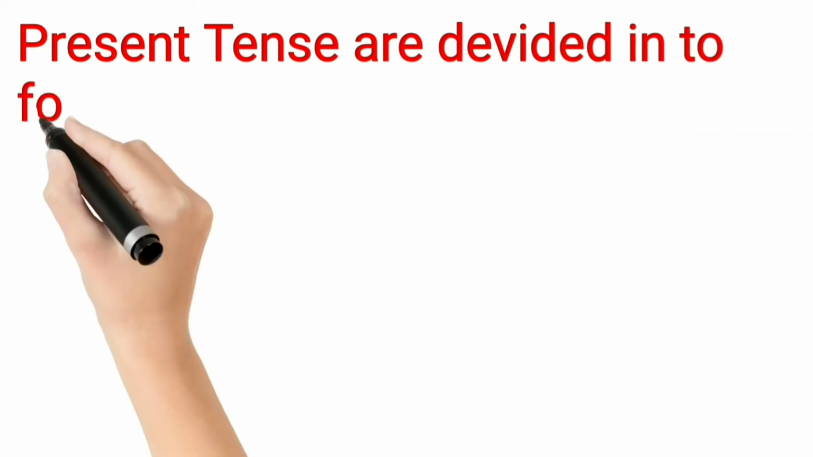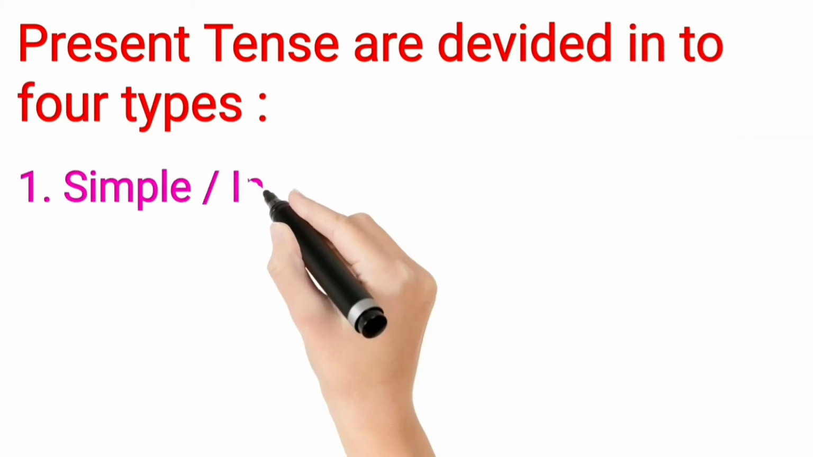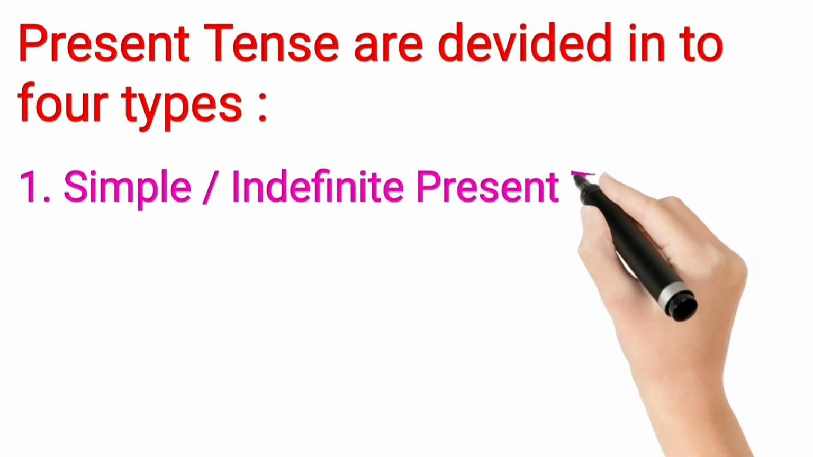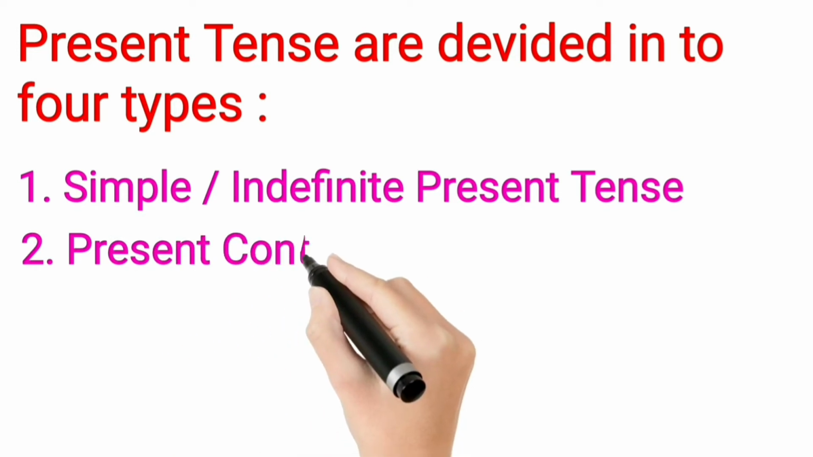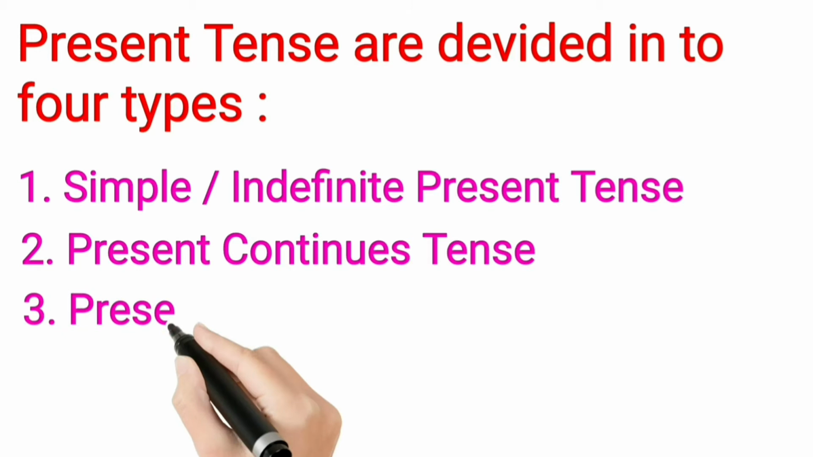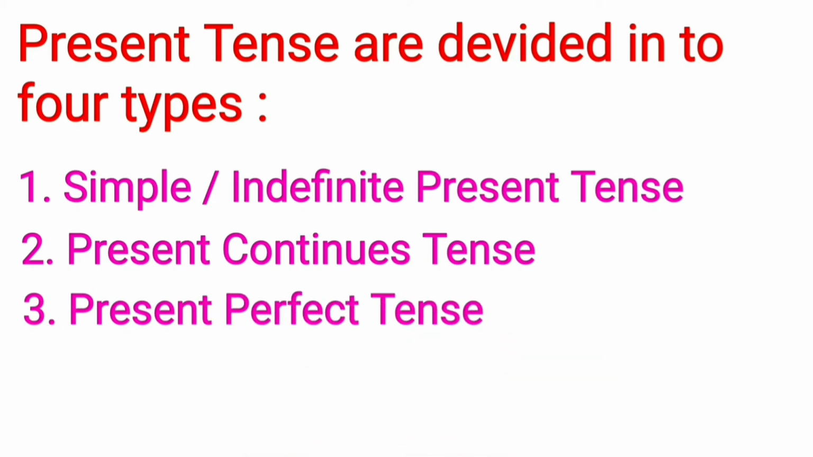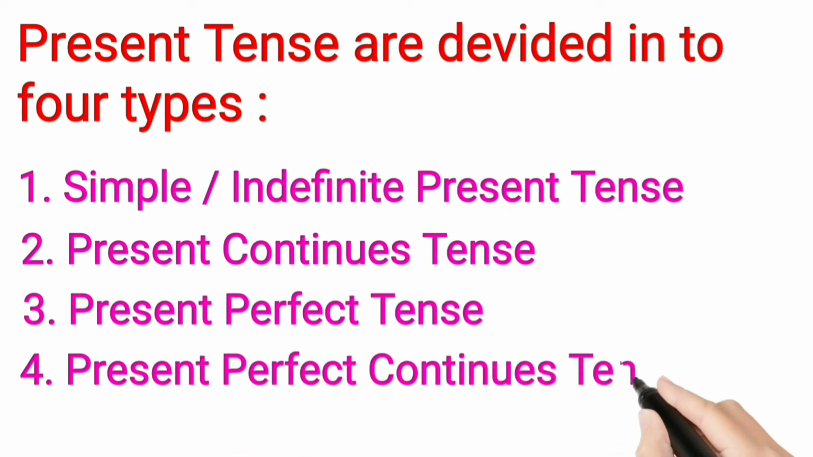Present tense is divided into four types. First one, simple or indefinite present tense. Second one, present continuous tense. Third one, present perfect tense. Fourth one, present perfect continuous tense.